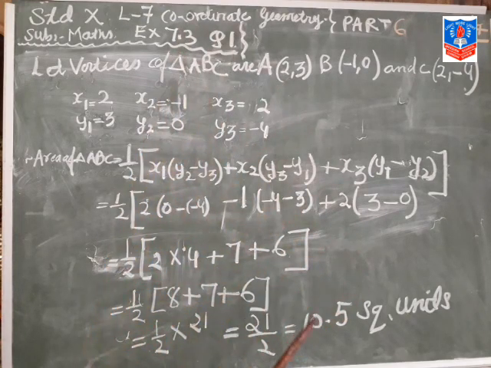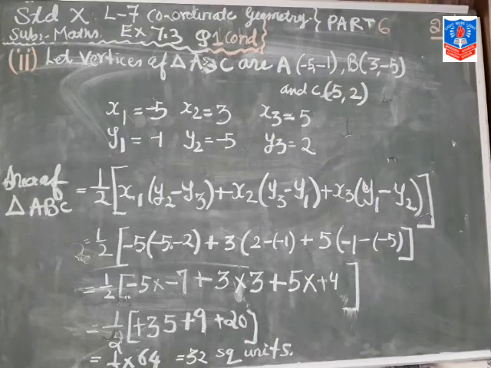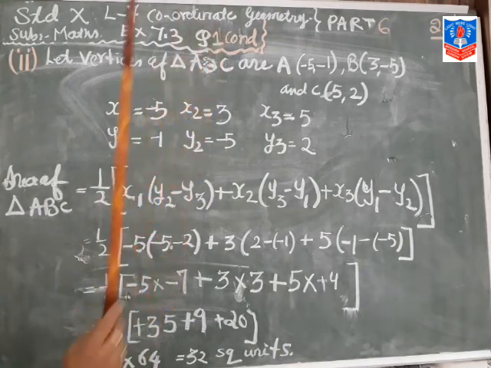But why are we adding square units? Because we have to find out the area of a triangle. Clear children? Now children, we will start the second part of question 1. In question 1 there are 2 questions.